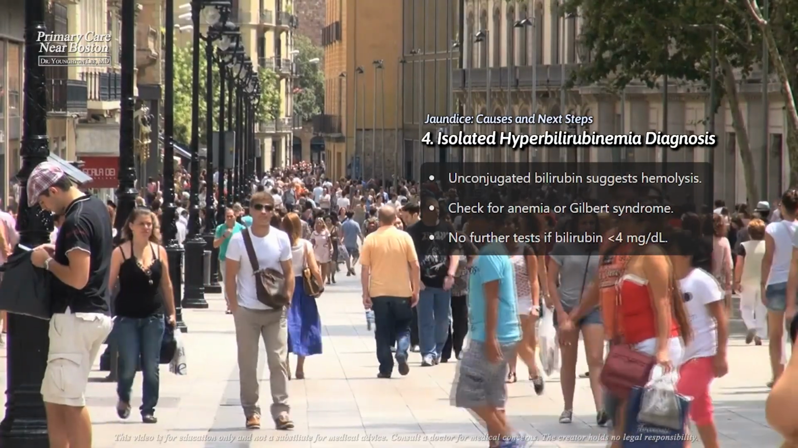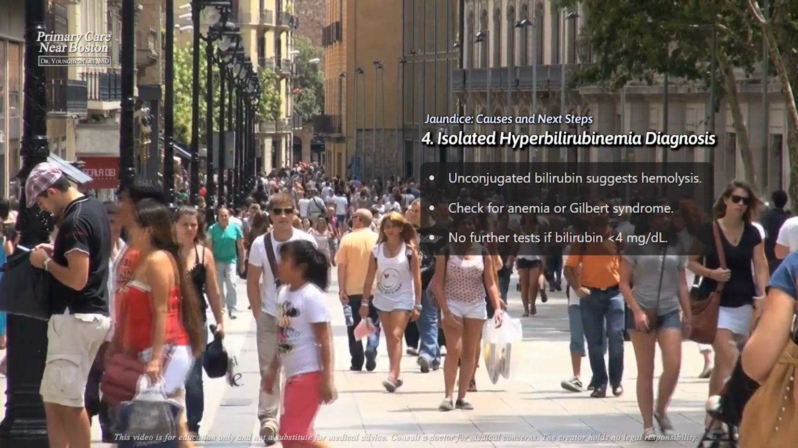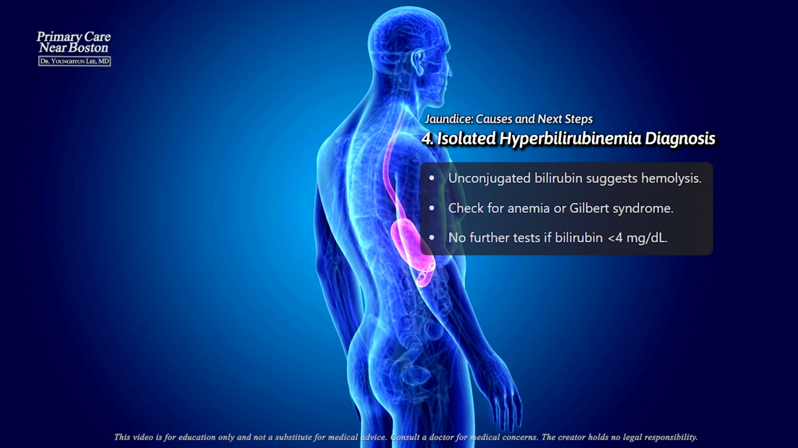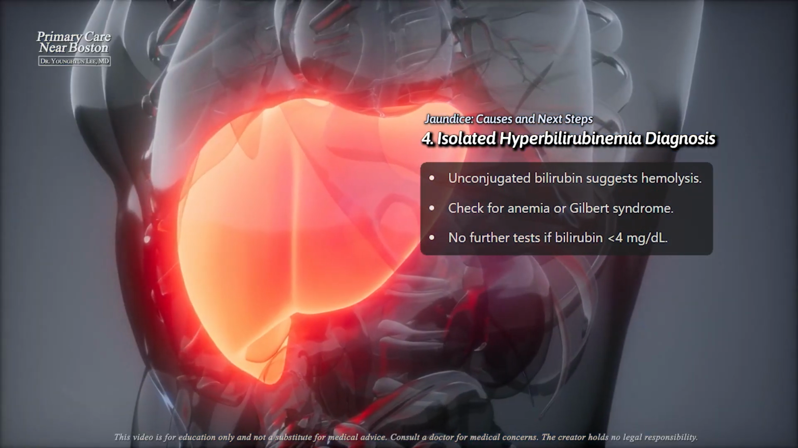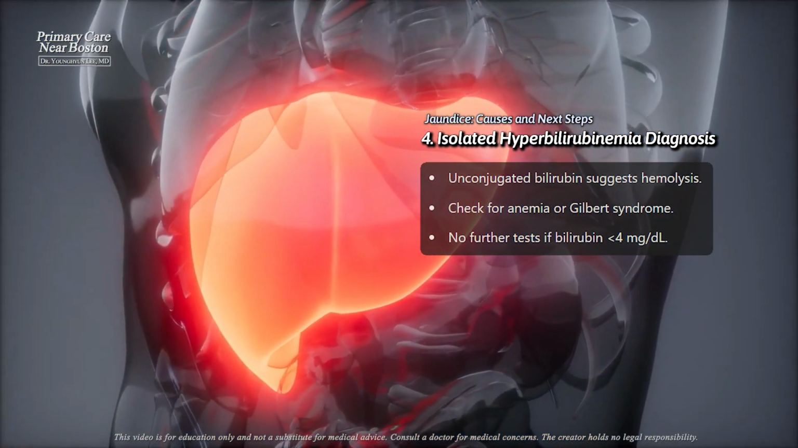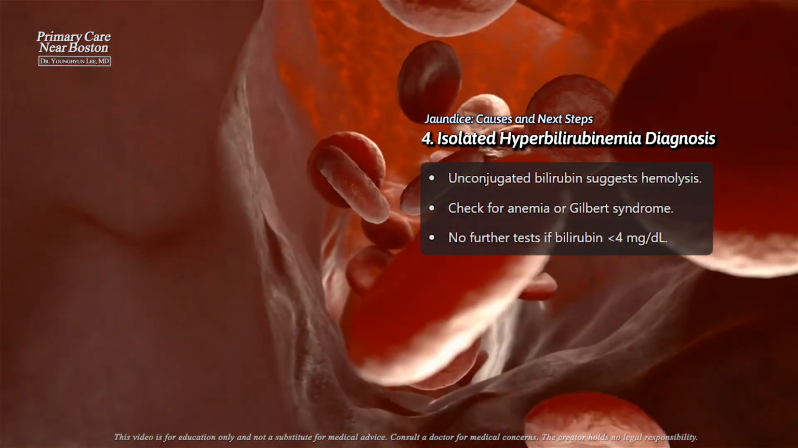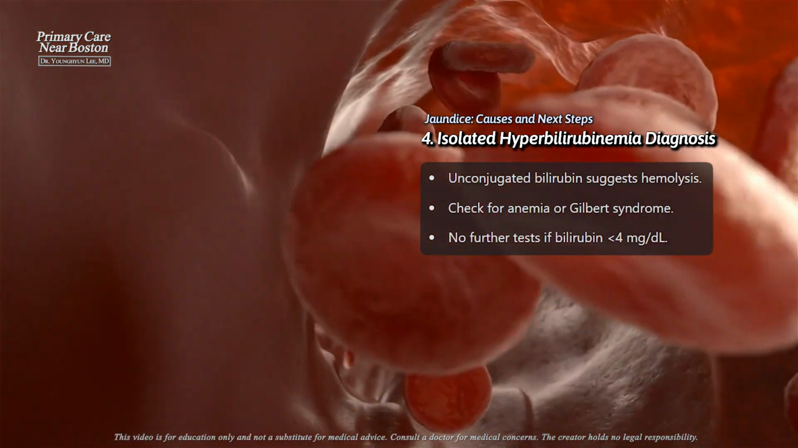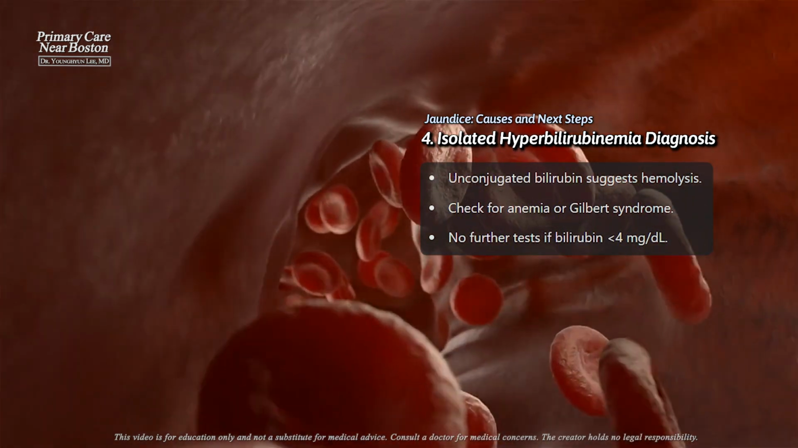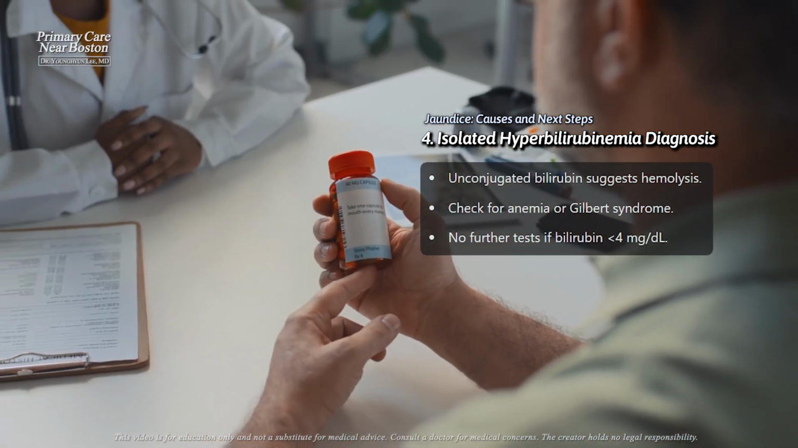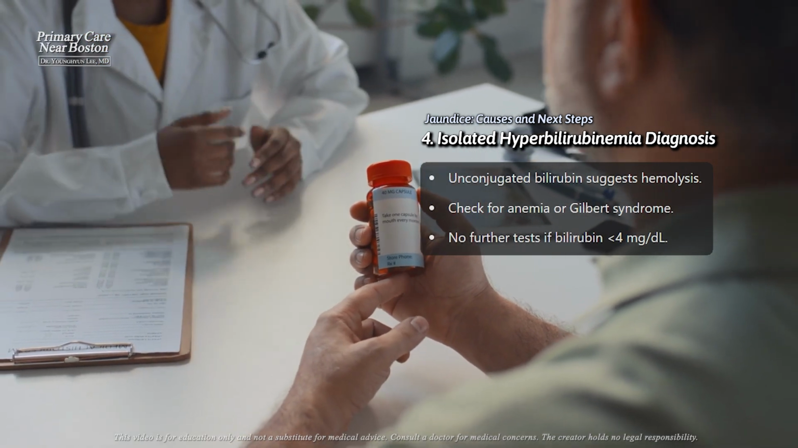Isolated hyperbilirubinemia, where bilirubin is elevated but other liver enzymes and alkaline phosphatase remain normal, often points to issues unrelated to liver or bile duct disease. If the elevated bilirubin is unconjugated, the next steps include evaluating for hemolytic anemia, excessive breakdown of red blood cells, and stopping medications like rifampin that may interfere with bilirubin processing.